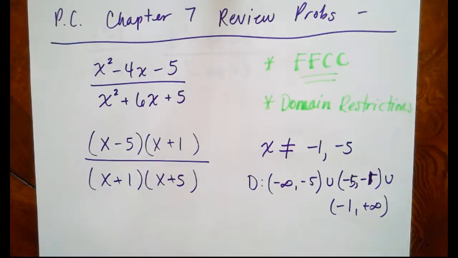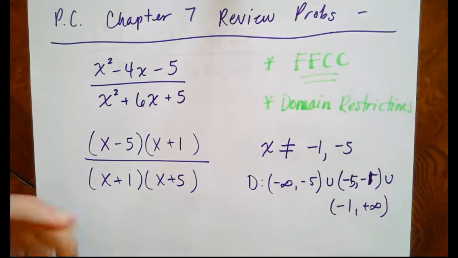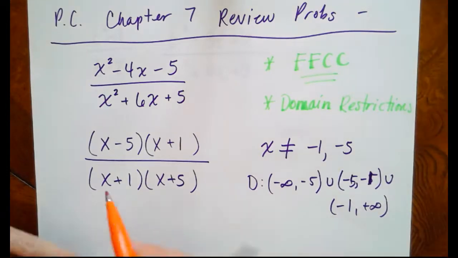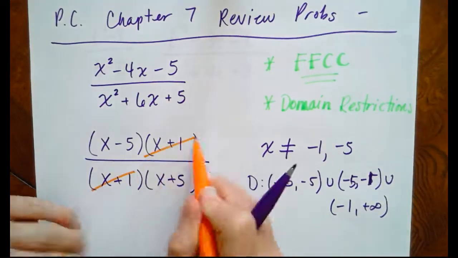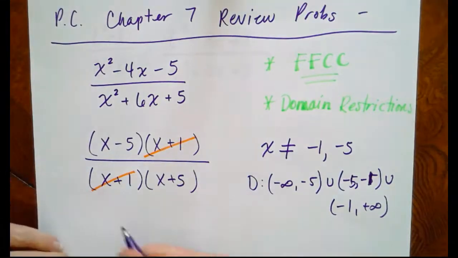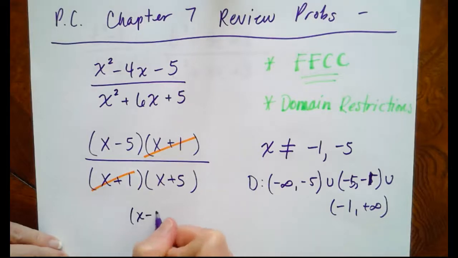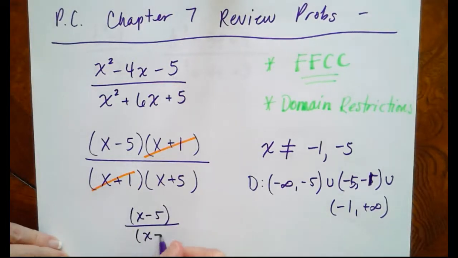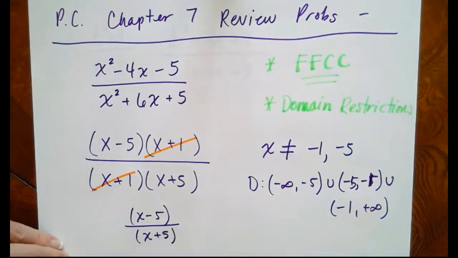So from here, let's do some canceling now that we have everything factored. Obviously, the x plus 1s are going to cancel as a unit multiplier. So we get a simplified expression of x minus 5 over x plus 5 for our simplified answer. So we're going to see some of those in our homework.